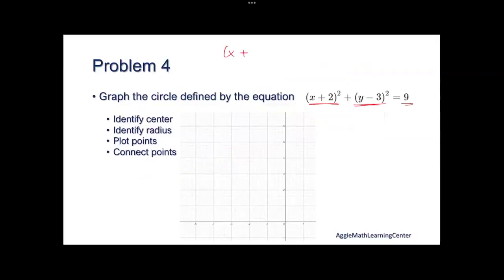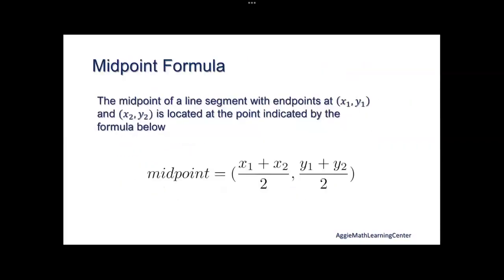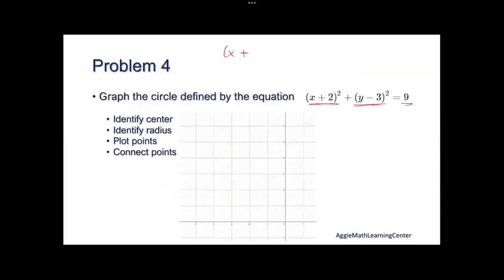So again, we have x. Whoa, I just messed up. What the? Okay, whatever. I guess I'm not getting the eraser.